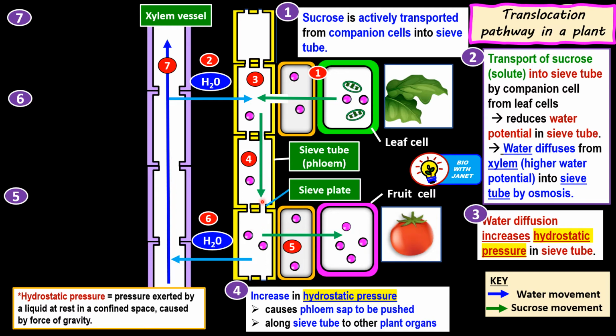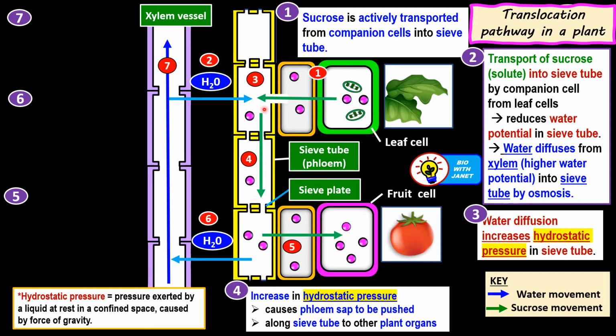So as the phloem sap is pushed downwards, this movement of phloem sap is caused by the increase in hydrostatic pressure. So the plant doesn't need a pump like the heart to move the substances along. It just uses the increase in hydrostatic pressure to cause the phloem sap to move down.